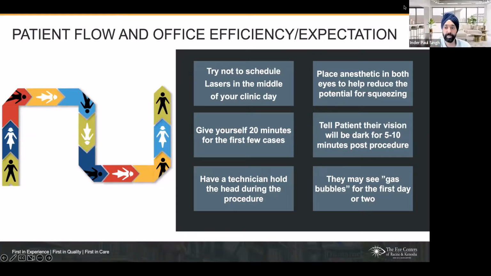They may see dark black for a few minutes after because of all the flashes of light. That goes away very quickly. And they may see gas bubbles right after the procedure, like little spots because of the particles of gas from plasma. Again, there's a lot to talk about, but this is kind of an overview.